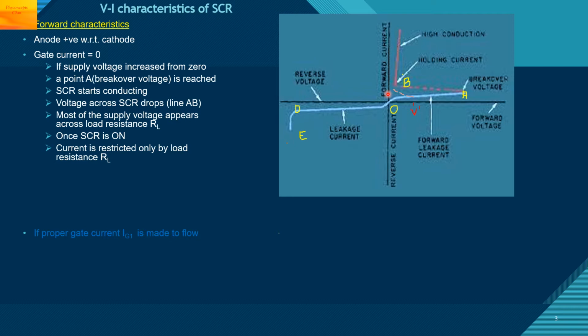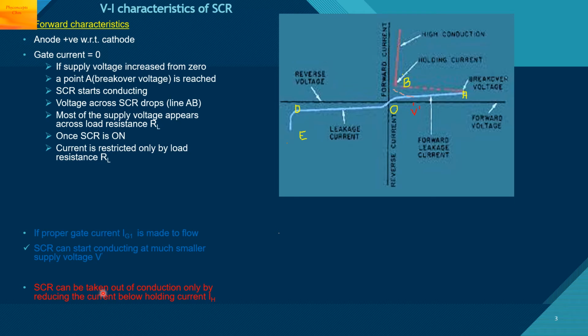Now, if proper gate current IG1 is made to flow, then the SCR can start conducting at a much smaller voltage denoted as V dash. So, if a proper gate current is set, then the SCR will switch on at a much lower voltage V dash, need not go till the breakover voltage.